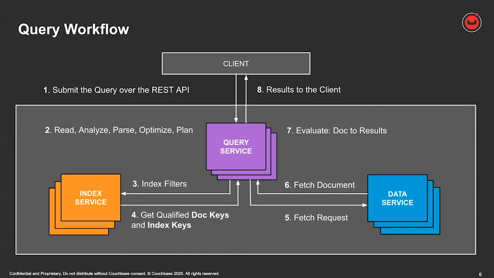The query service will then take those document IDs, go and retrieve those documents from the data service, bringing them back to the query service in memory, then applying any additional filtering, ordering, sorting, limiting, etc., before finally projecting the results back to the client and streaming them.